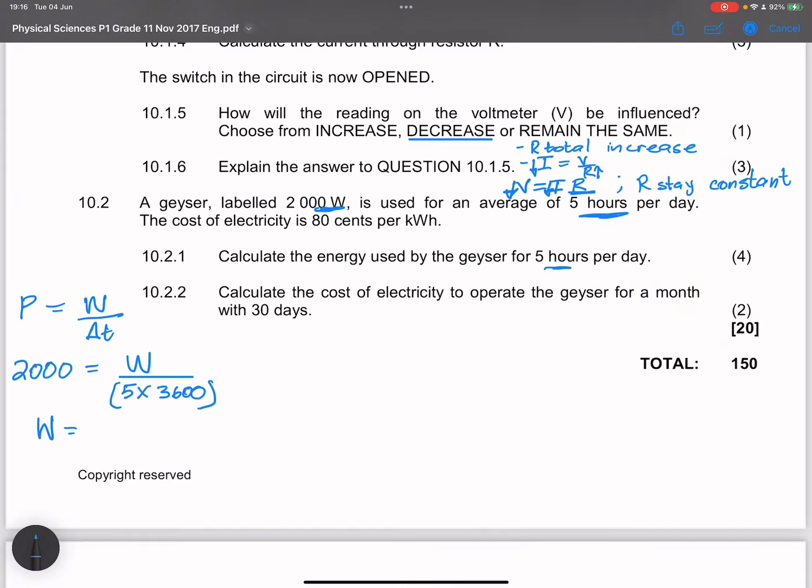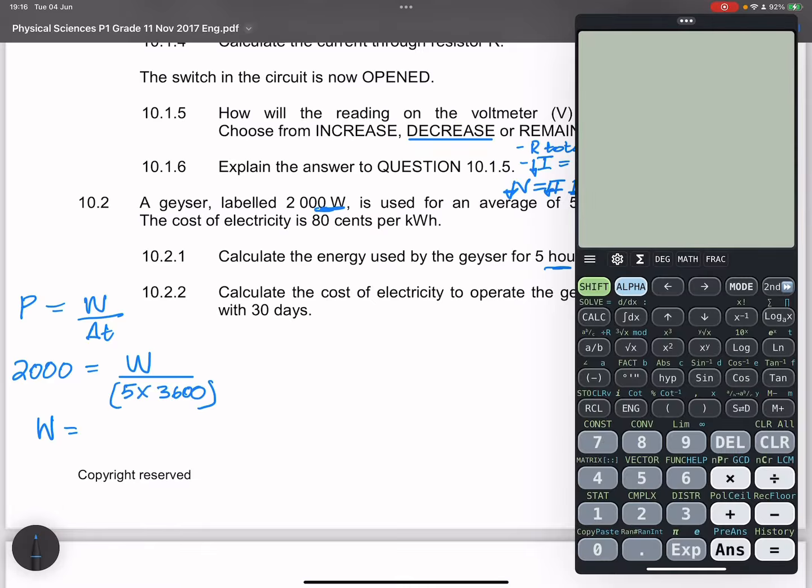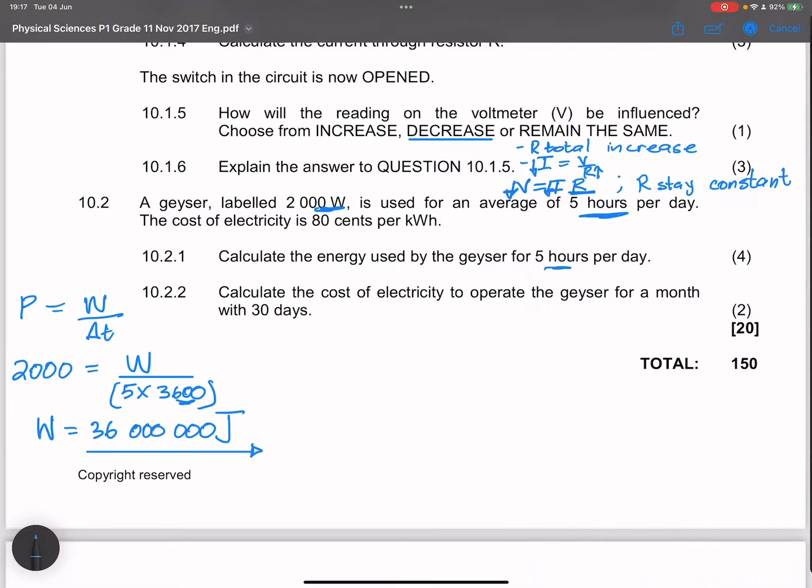So energy is 5 times 3600 times 2000. So we get the amount of energy there. Remember, we've got 3600 seconds in 1 hour, but we had 5 hours, so this would be 36 million. Yeah, so that would be the amount of energy that we would be using in 5 hours.